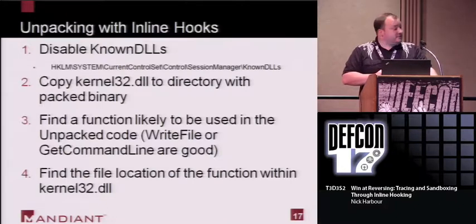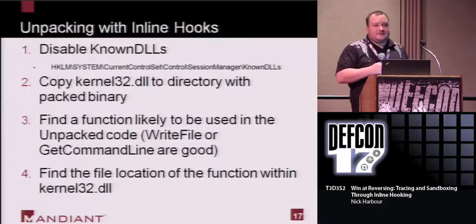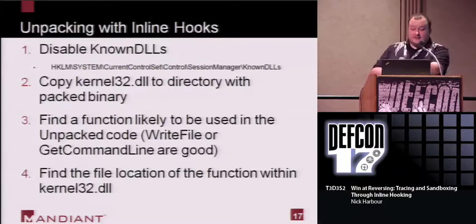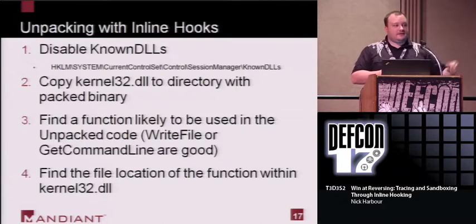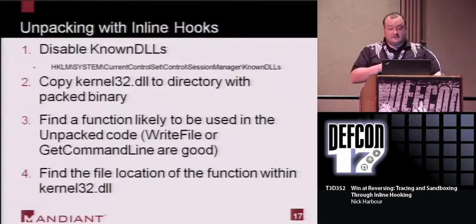The first thing you need to do to unpack code with inline hooks is disable this thing called known DLLs. If a DLL is listed in known DLLs, which most of the important system DLLs are, it'll always use the version that's in C:\Windows\System32. For example, kernel32 is always in that directory, and since it's listed in this key, it's always going to use that regardless of the regular DLL search path. The DLL search normally goes to the current directory, the application startup directory, and then eventually works its way back to the system directories. So we disable this key, which in my malware VM I have disabled all the time so I can easily do this. You disable this key, you reboot.